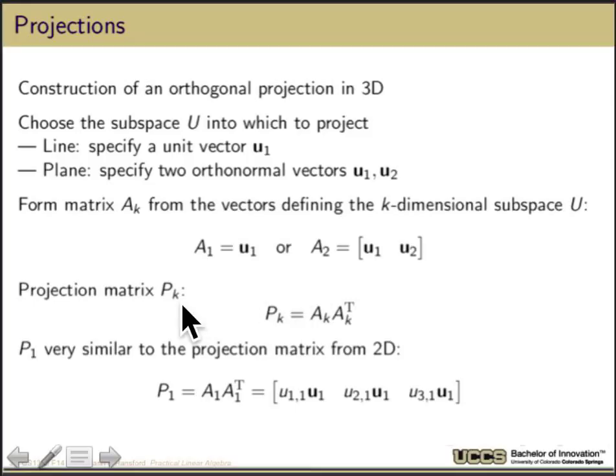And then I'm going to build a projection matrix exactly like I did in 2D. I'm going to take this matrix A and I'm going to take A transpose. Multiply those two together, that gives me a projection matrix very similar to what we did in 2D. In fact, you'll see that for 2D it's exactly the same because really we have this vector U, and if A is U, then we're going to have U transpose. So this is just a generalization if we want to work in 3D.